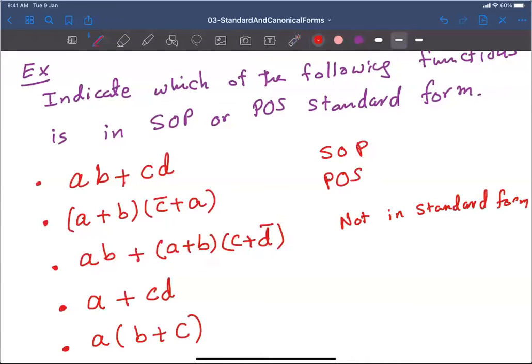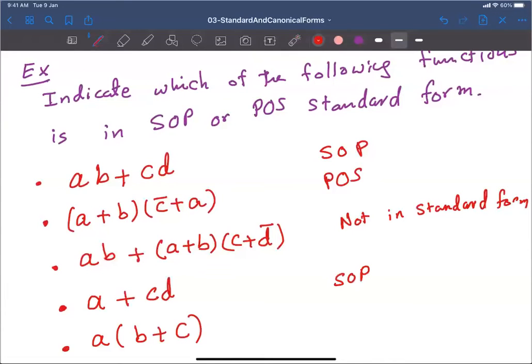Okay, so this is not in POS or SOP. Okay, what about the next one? The A plus CD? Sum of products. Excellent. Why?